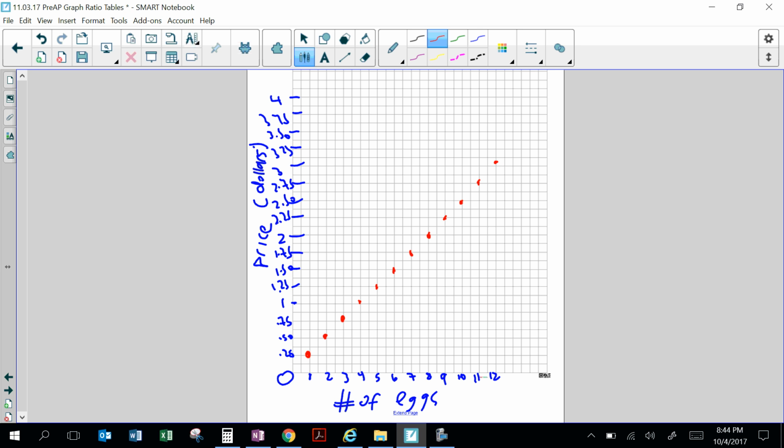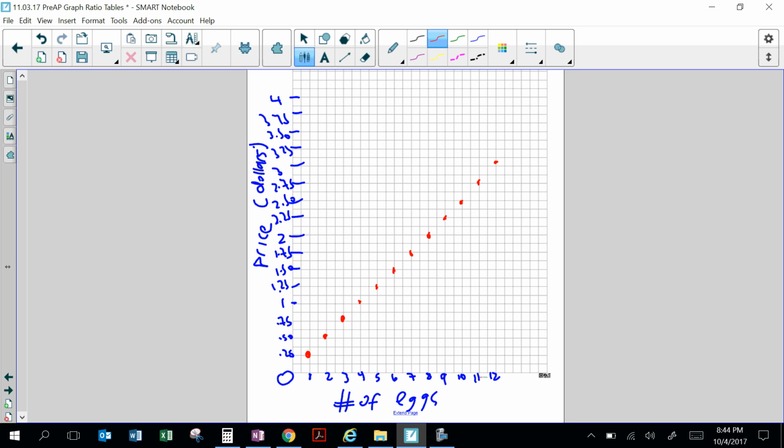Should we connect the dots or not? Is it discrete or continuous is pretty much what's being asked. Should we connect it? Let's think about it. Can you purchase from a carton a half of an egg? No, you can't. Can you purchase a fraction of it? It doesn't make sense. So we do not connect the dots.